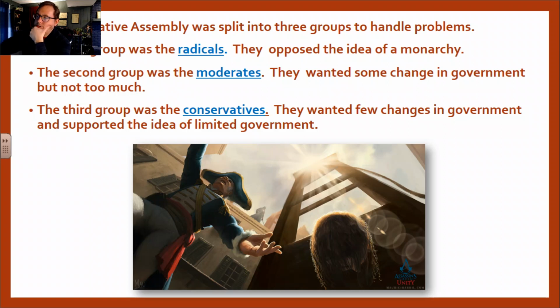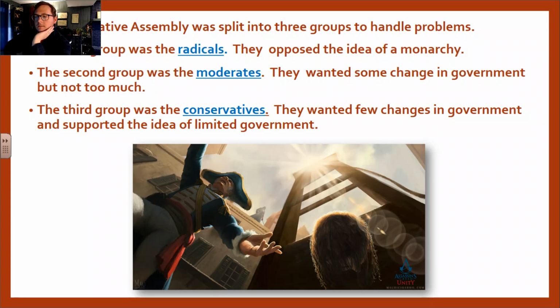So the Legislative Assembly is split to reflect the different points of view in this time period. You have the first group, the radicals, or another term you might have heard used would be liberal. They oppose the idea of a monarchy. The second group was the moderates, and they're kind of in the middle, in between the radicals and the conservatives. The third group is the conservatives, and those are the people that wanted few changes from the way things were being done. They were fine with the way things were.